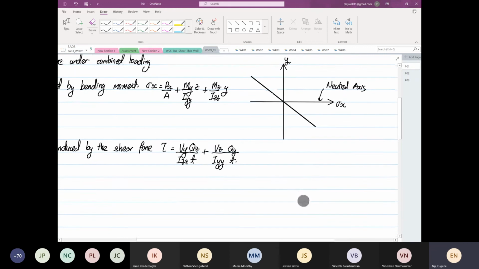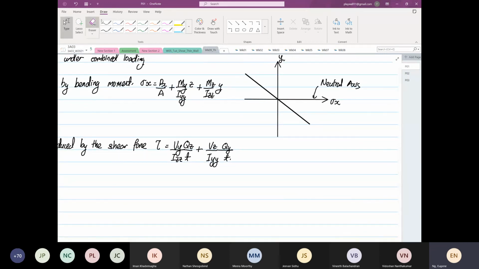Now, can someone remember how the shear stress distribution looks like, please? Anyone, please? Maximum at the neutral axis. Say it again. Maximum at the centroid. Yeah, or neutral axis. Okay, we don't call it centroid anymore, we call it our neutral axis.